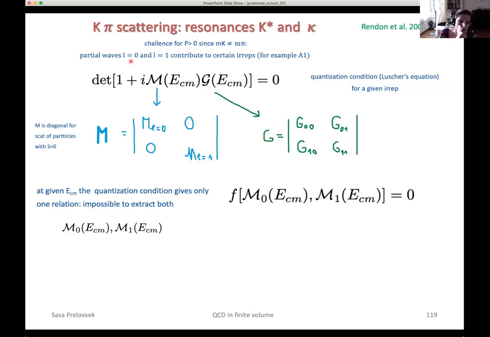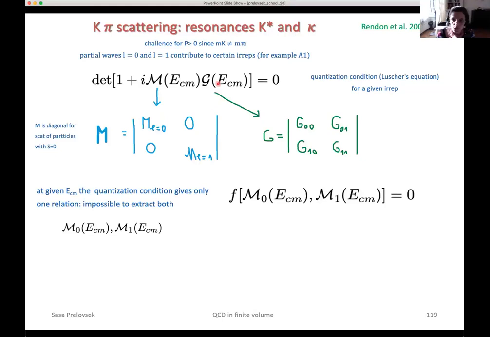For example, partial wave L equal to zero and L equal to one both contribute. None of them is negligible. Okay, so what's the problem? This is the quantization, Lüscher's condition. Okay, what is the scattering matrix? The scattering matrix has partial wave zero and partial wave one.